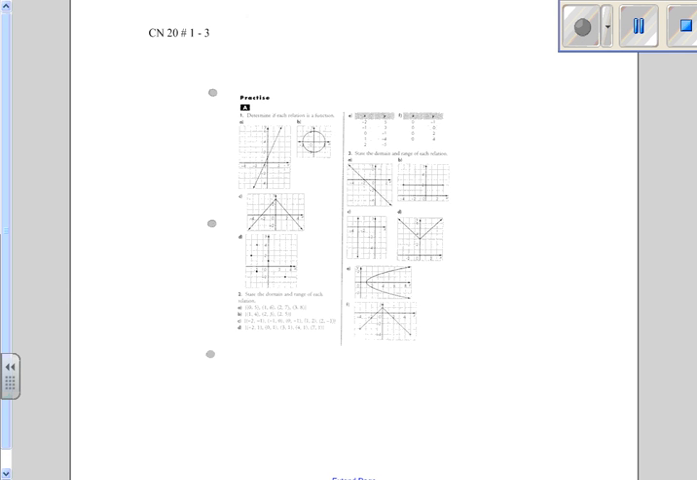Course notes 20, 1 to 3 would be your best starting point, and then we'll go to the textbook. Page 10, 1 to 3, 6 to 9, and 11.